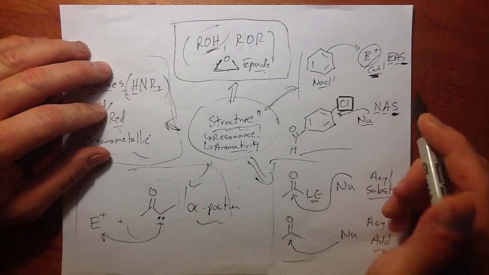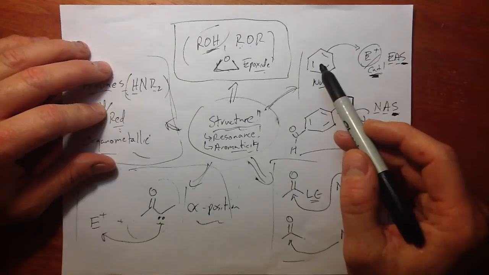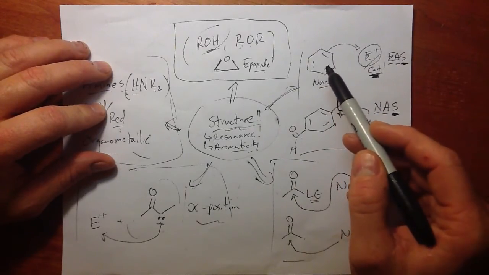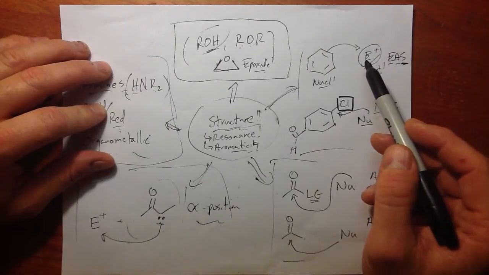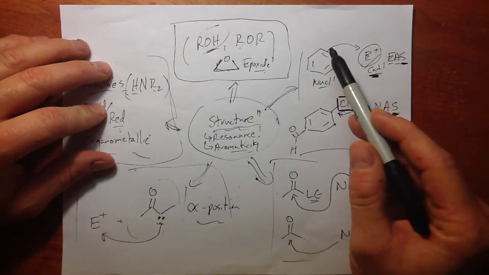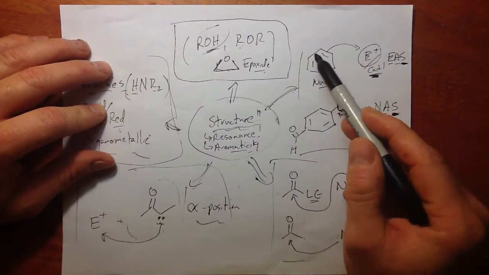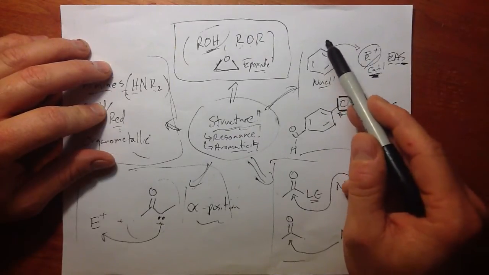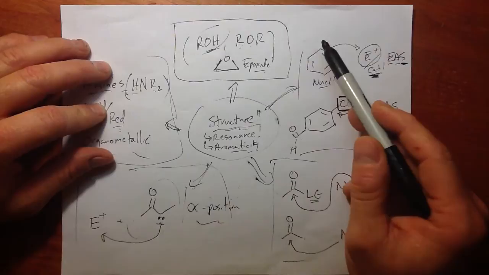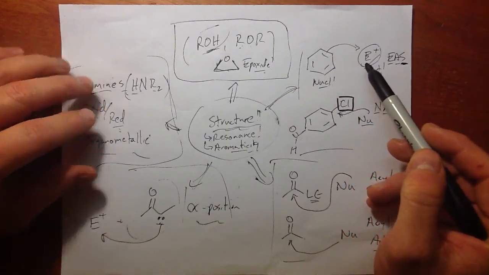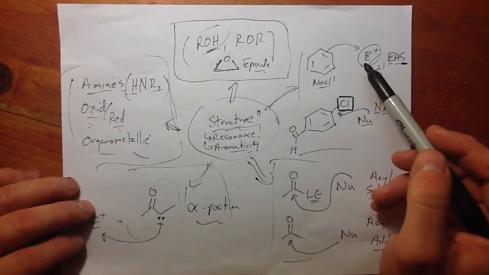So now what I'd like to do is look at what we do if we have substituents or groups off of the benzene ring before we make the attack of the electrophile. What if we put an alcohol or a methoxy group or an amine or a methyl group off the benzene ring, how does that affect the reaction? So that's what we'll be looking at in this video.